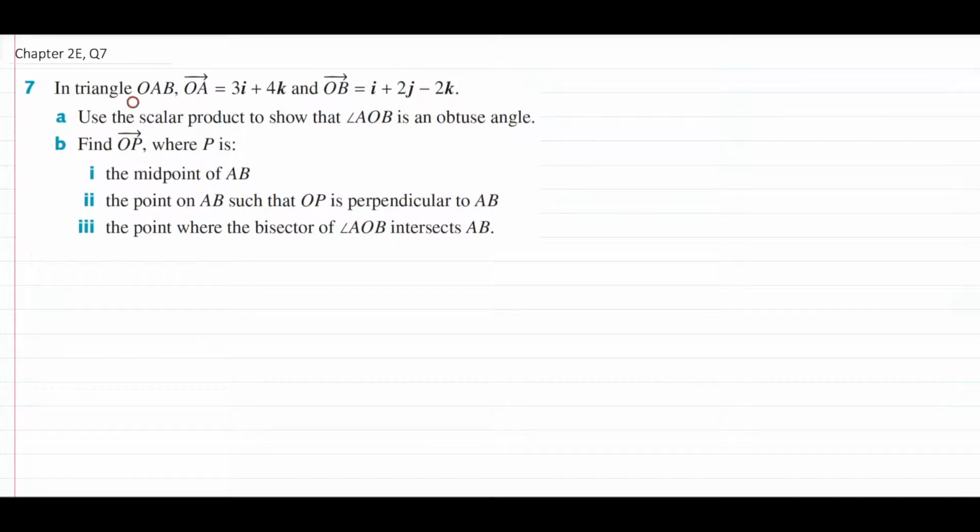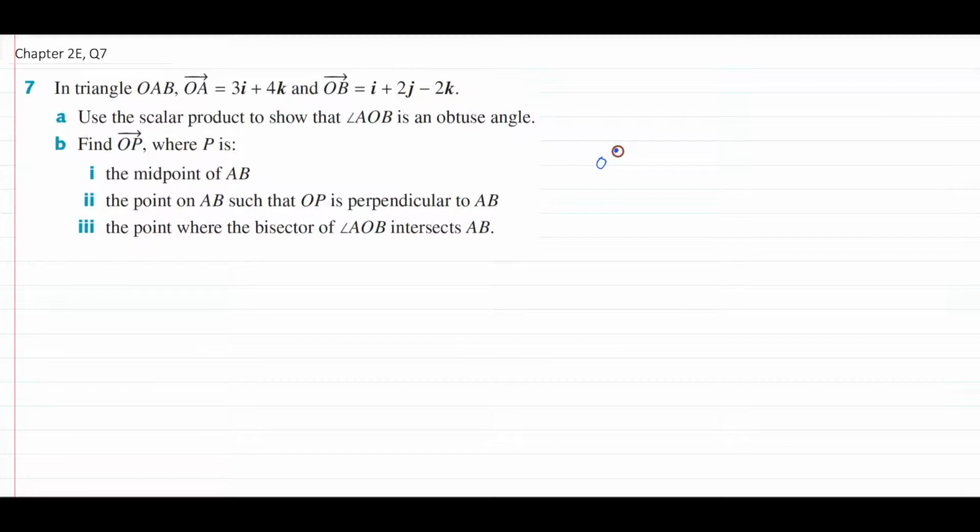Question 7. In triangle OAB, we've got vector OA, which is 3i plus 4k, and then you've got a three-dimensional vector OB, which is i plus 2j minus 2k. If you encounter any of these vector questions, the first thing you should usually do is sketch or get a diagram up, right? So let's get an idea of what it looks like first, and then we'll answer the question.